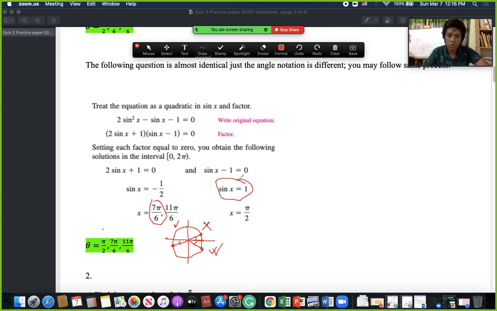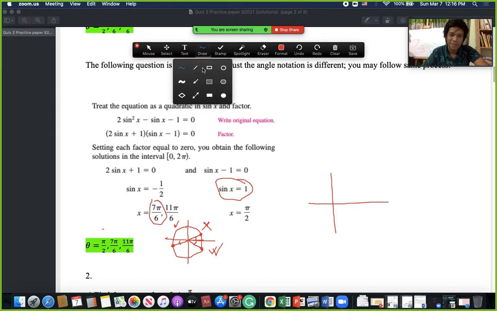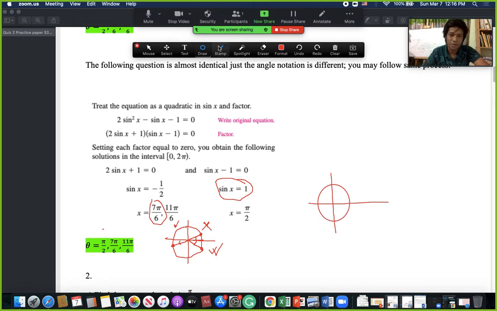This is sin x equals to 1. Sin x equals to 1 is where? So if you look at the unit circle, so sin theta equals to 1. So this is actually 0, 1. So on the unit circle, plus 1 only you have at 90 degrees. That's why 90 degrees is the answer.